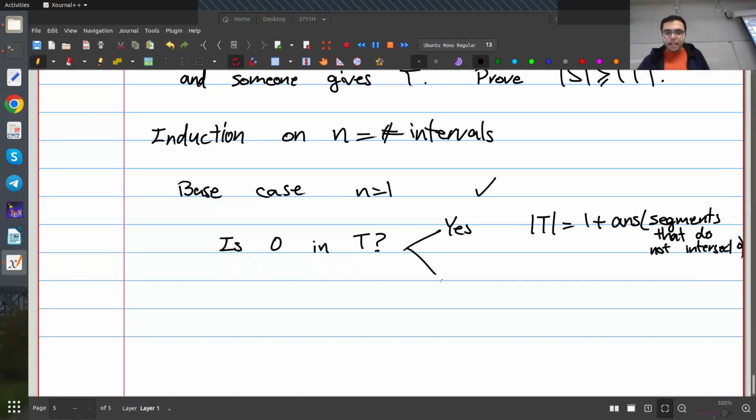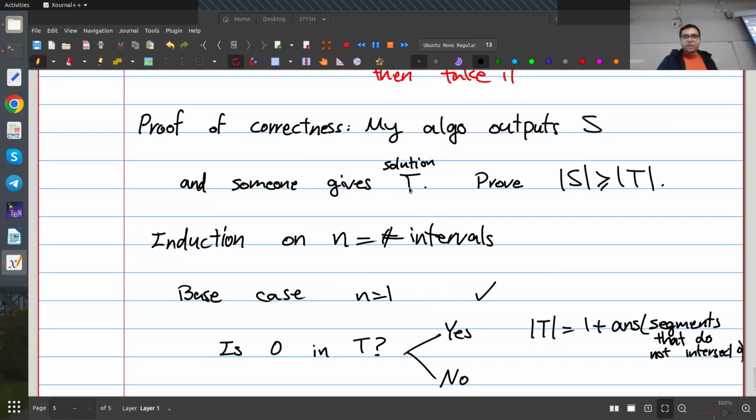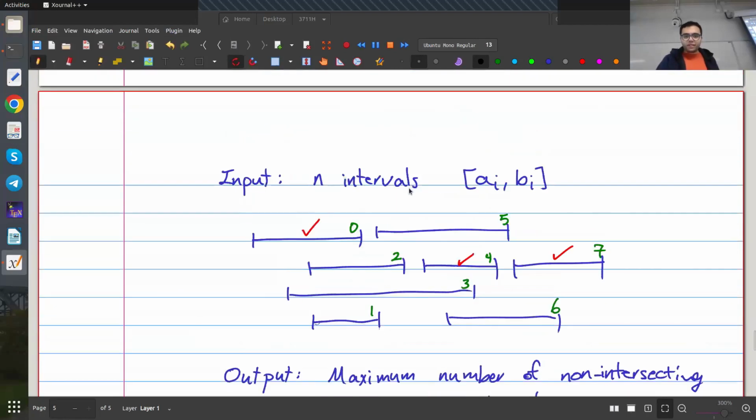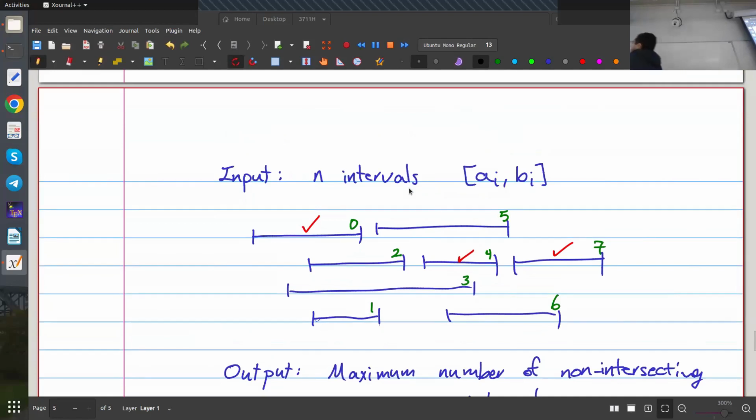The case that I'm not happy is when this other algorithm that found this other solution made a different choice. So it didn't take 0. For example, let's say it's outputting something like this. So it's outputting 247. It didn't take 0. What can I do in this case?